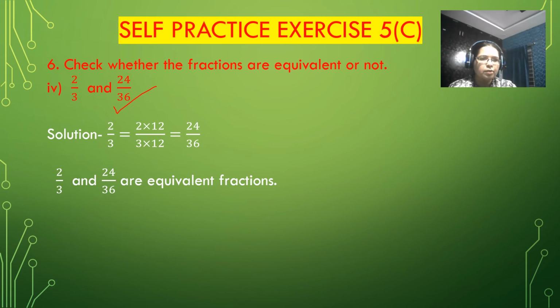So we have to multiply 12 with numerator 2, we get 24. So we have to multiply 12 with both numerator and denominator of the fraction 2 divided by 3. Multiply 12 with 2, we get 24. Multiply 12 with denominator 3, we get 36. So 24 divided by 36 is the equivalent fraction of 2 divided by 3. So 2 divided by 3 and 24 divided by 36 are equivalent fractions.